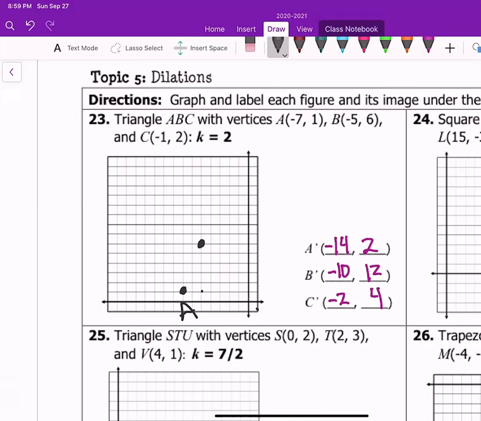See, let's double check. So let's see, 1, 2, 3, 4, 5. 1, 2, 3, 4, 5, 6. All right, we're good so far. Now, let's see.